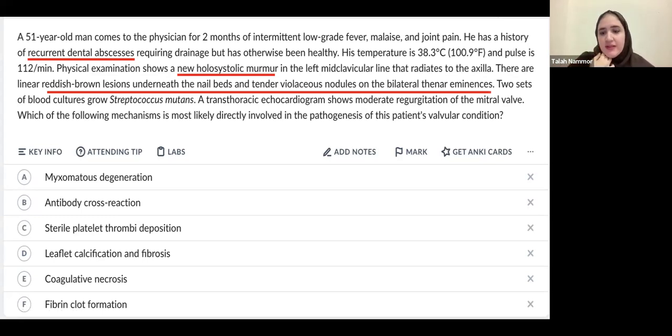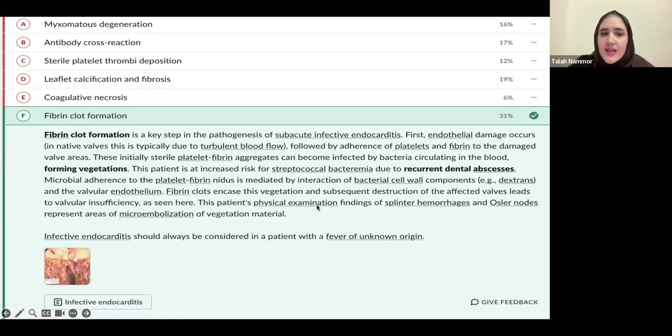So, Streptococcus mutans is Streptococcus viridans, right? So what do they do? D, leaflet calcification and fibrosis. Are you guys sure? It's for sure not myxomatous degeneration or antibody cross reaction. The answer is actually F, because Streptococcus mutans is a kind of Streptococcus viridans. What is their virulence, the thing that starts all of this? It's the dextrans, right? The dextrans are going to result in the formation of a fibrin clot, and this will result in the vegetations happening and so on. Is this clear?